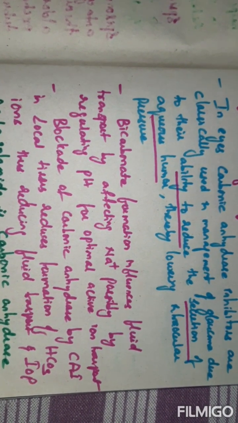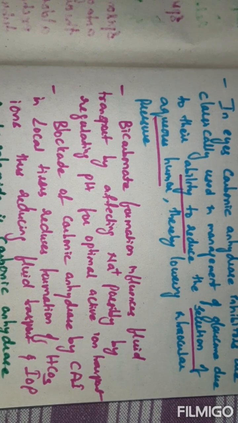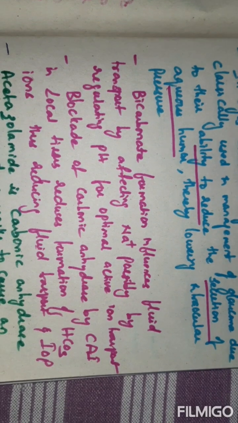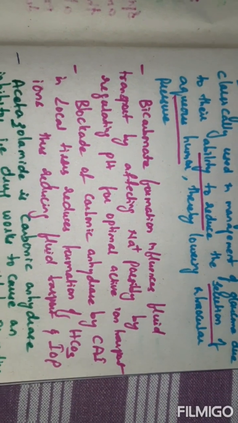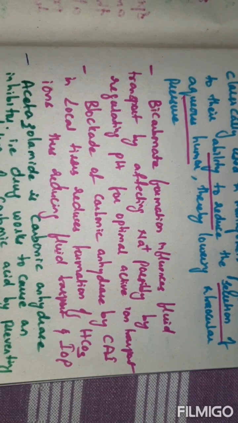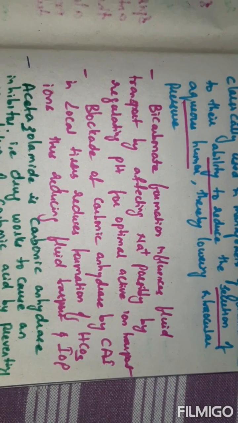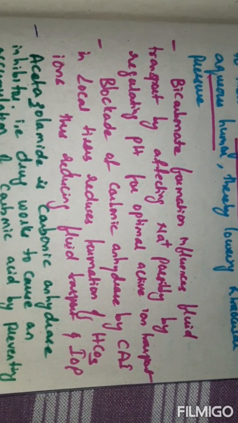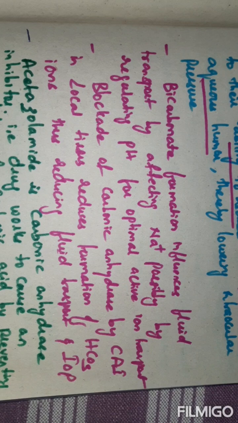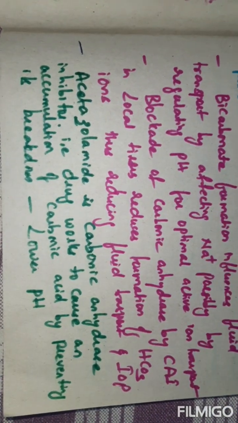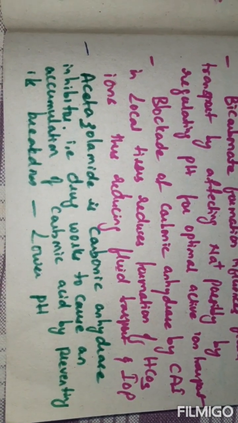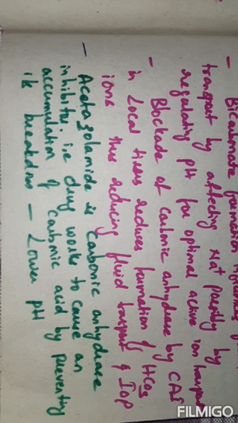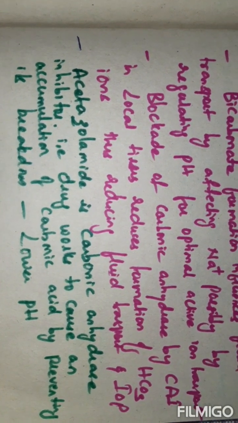Bicarbonate formation influences fluid transport by affecting sodium, possibly by regulating pH for optimal ion transport activity. So blockade of carbonic anhydrase by its inhibitors in local tissues reduces the formation of bicarbonate ions, thus reducing fluid transport and intraocular pressure. Acetazolamide is a carbonic anhydrase inhibitor, that is, the drug works to cause an accumulation of carbonic acid by preventing its breakdown.